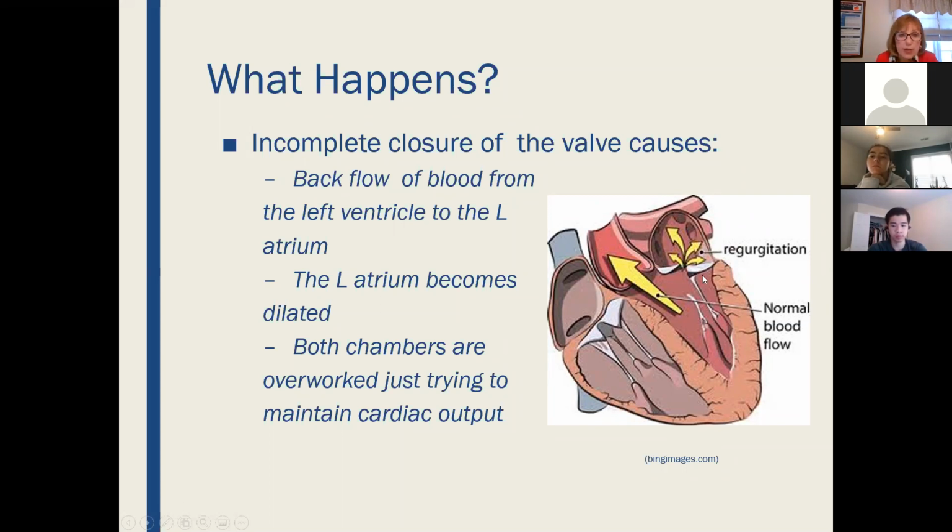Your atria doesn't need it either. The blood is trying to come unidirectionally in one direction. And now your mitral valve is getting floppy and it's acting up. Now your left atria is subjected to the pressure of the ventricle, that big contraction sending it back the other way. So the atria is not happy with that, nor is your lung. So both chambers are overworked trying to maintain cardiac output.